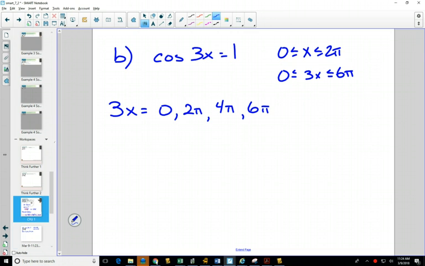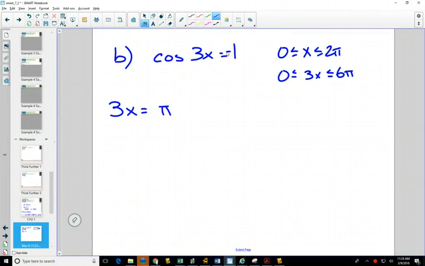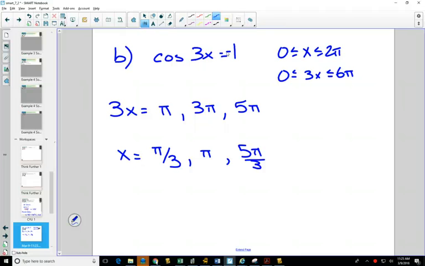Was it negative 1? Did I copy it down wrong? Yes, thank you. Well, let's do it right. If it's negative 1, that happens at pi on the first time around, at 3 pi on the second time around, and at 5 pi on the third time around. So solving for x, x would equal pi over 3, just pi, and 5 pi over 3 after we divide each of those answers by 3.